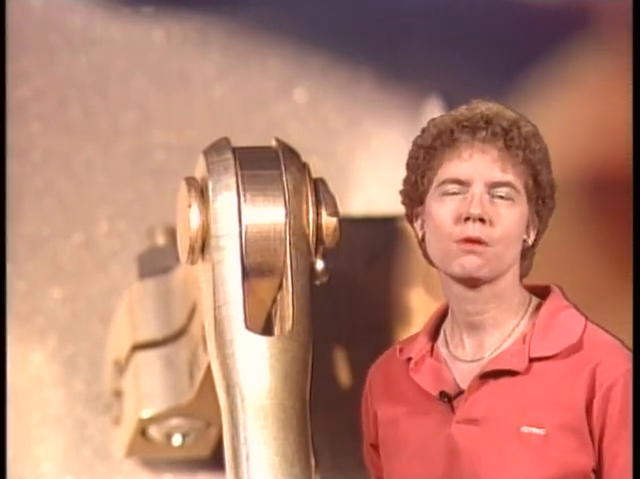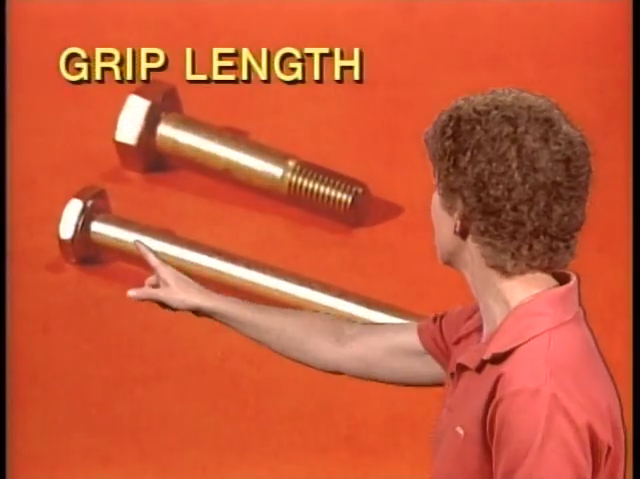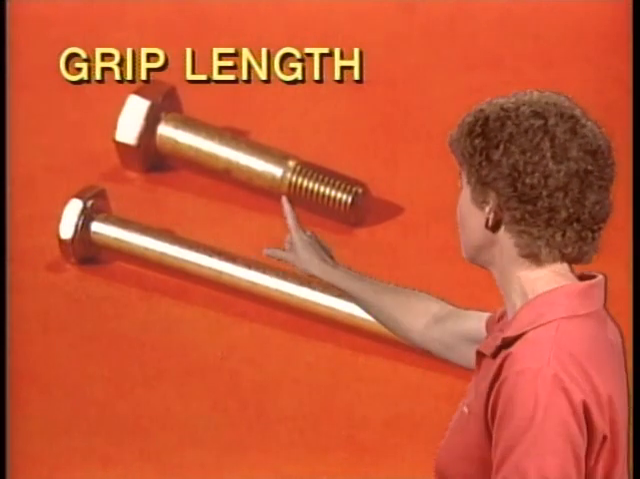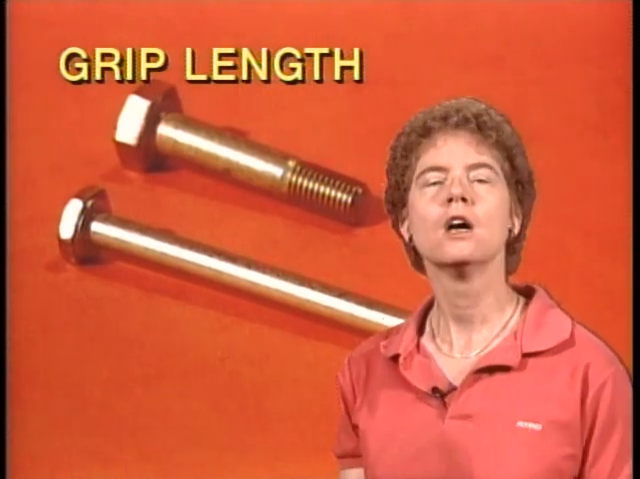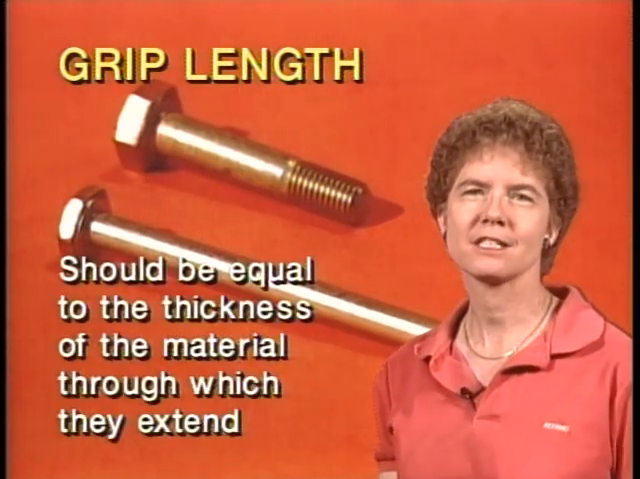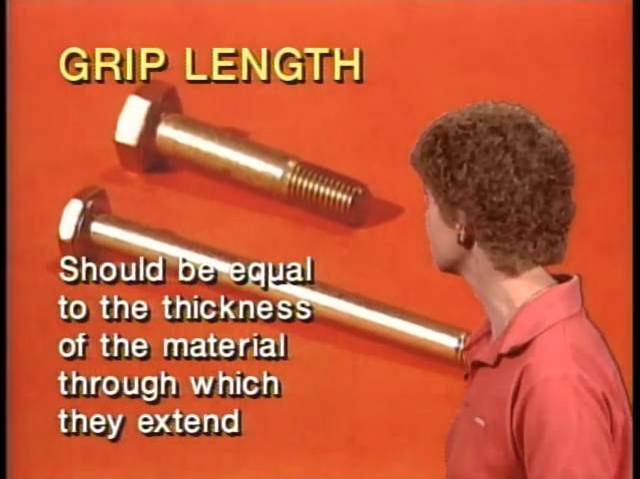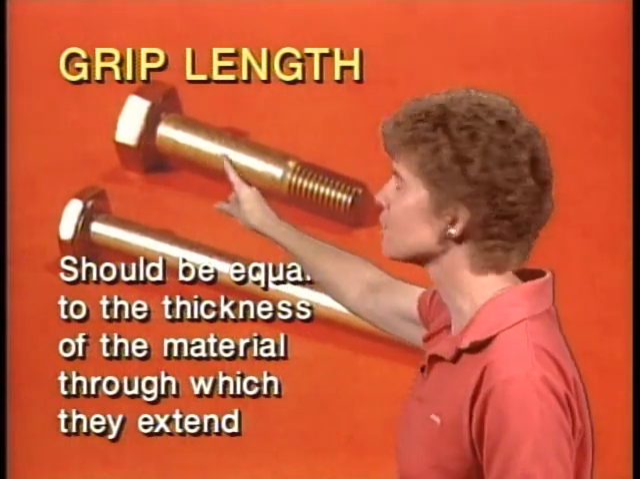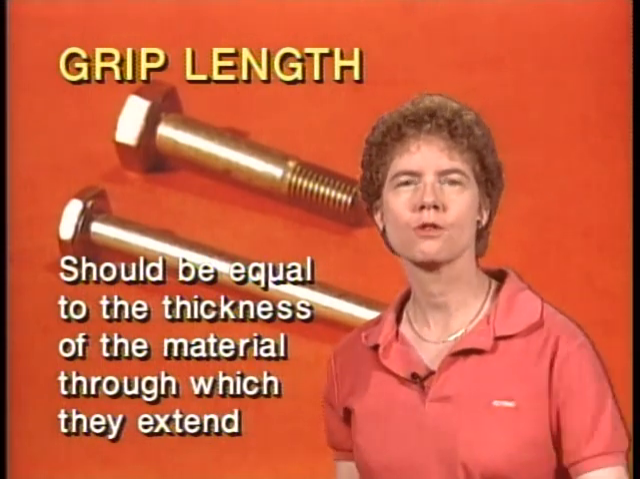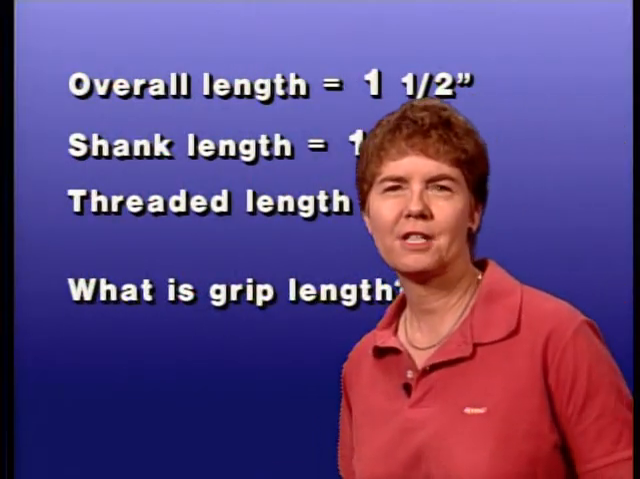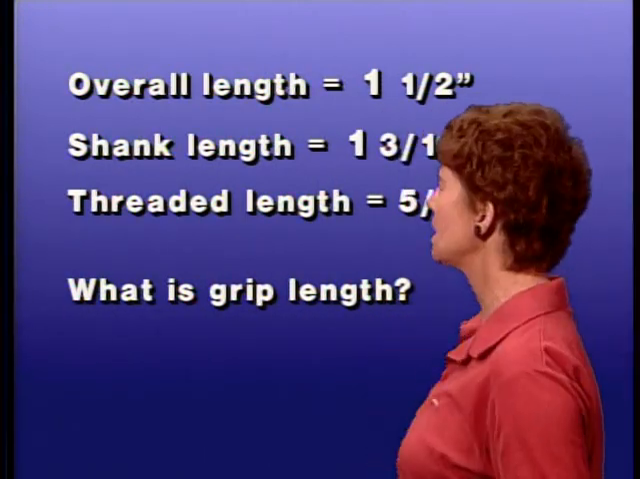Now, talking about bolts, let's talk about the grip length of a bolt. The grip length is the unthreaded portion of the bolt, and of course it's going to vary depending on the type and the purpose of the particular bolt. Bolt grip lengths, the FAA says, should be equal to the thickness of the material through which they extend. So the grip length, the unthreaded portion in general, should be equal to the thickness of the material through which they're going to extend. So suppose the FAA asks you to determine the grip length on a particular bolt, and they give you this information about the bolt.